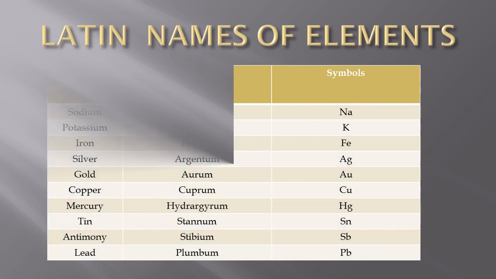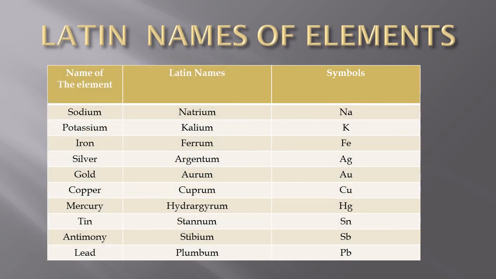Latin names of elements. Here is a table of names of chemical elements in English, Latin, and their corresponding symbol. Sodium, natrium, symbol capital N, small a. We all have to remember that whenever we write the symbol of a chemical element, the first letter should be capital, second small. If it has a third letter, then that also should be small.